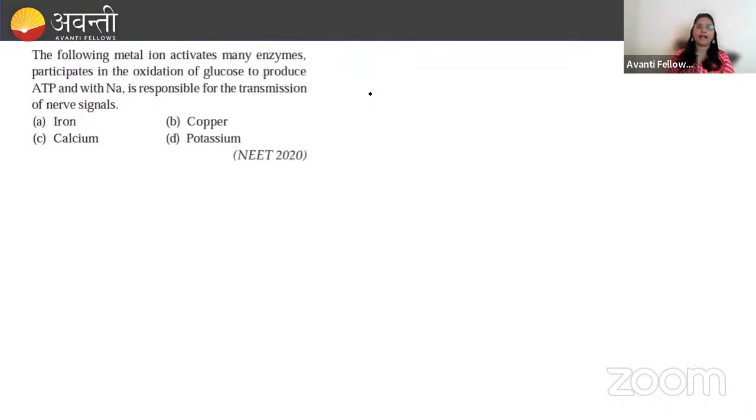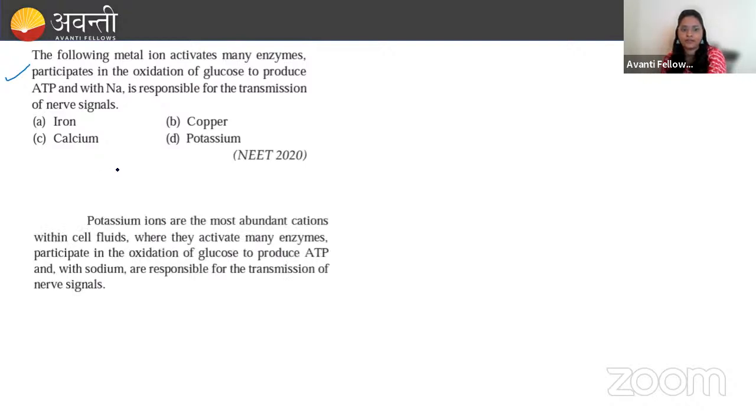Next, the following metal ion activates many enzymes, participates in the oxidation of glucose to produce ATP, and with sodium is responsible for transmission of nerve signal. We have talked about this in the uses. Tell me, what is the answer? Iron, calcium, copper, and potassium. Used in the transmission of nerve signal.